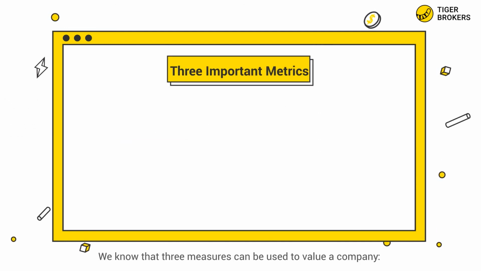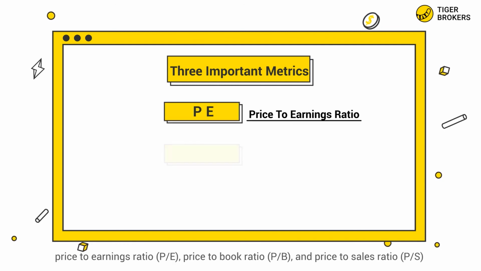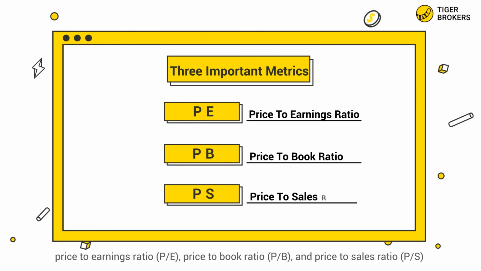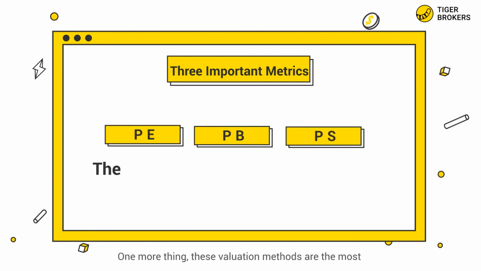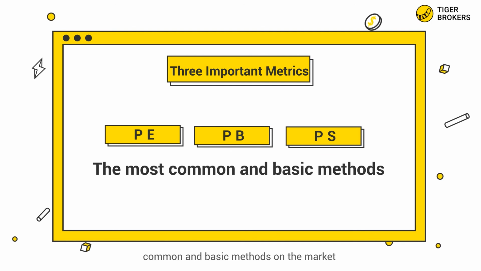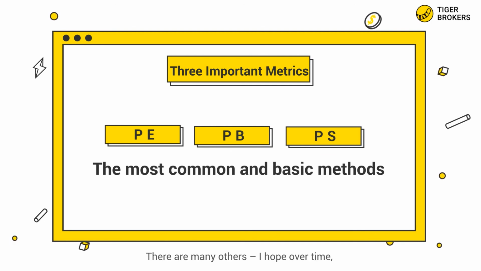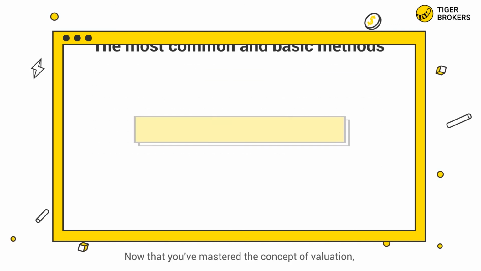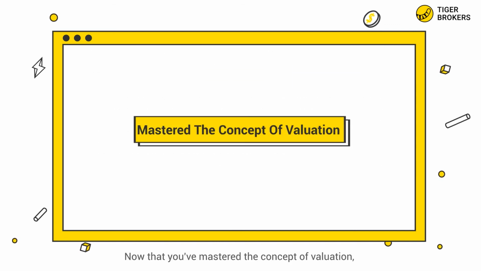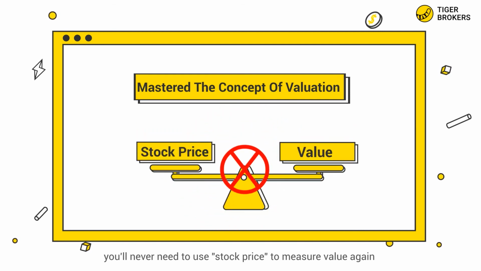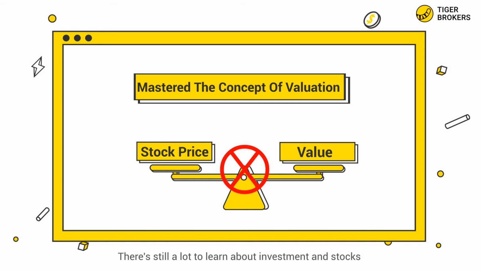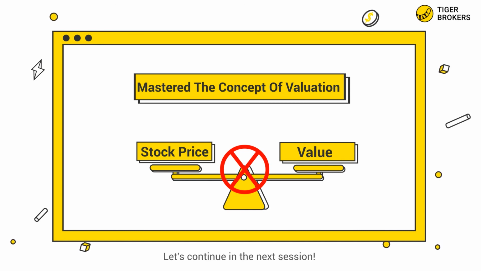We know that 3 measures can be used to value a company: price-to-earnings ratio, price-to-book ratio, and price-to-sales ratio. One more thing, these valuation methods are the most common and basic methods on the market. There are many others. I hope over time you can become familiar with them all. Now that you've mastered the concept of valuation, you will never need to use stock price to measure the value again. There's still a lot to learn about investment in stocks. Let's continue in the next session.